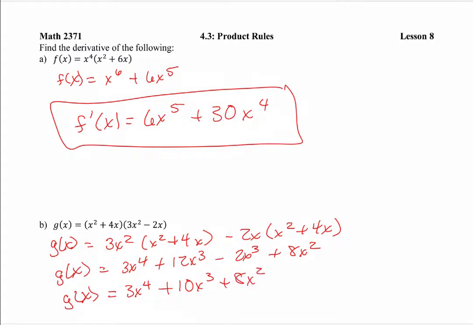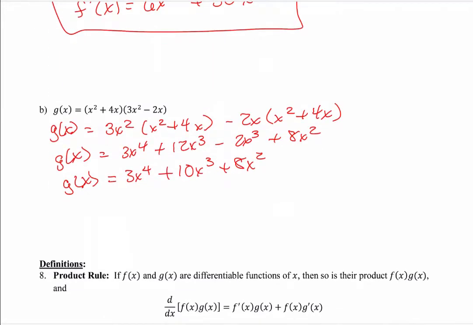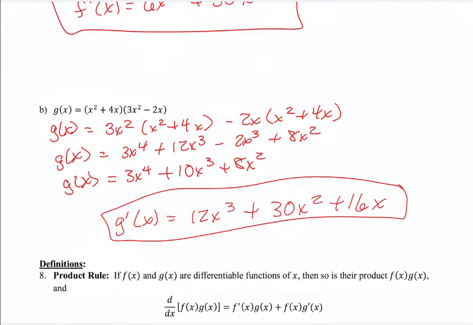And if I'm not really good at multiplying these things out, I have a higher chance of making a mistake. And now I have to take the derivative. So now I have to find that g prime of x equals 12x cubed plus 30x squared plus 16x. Okay, so it gets more complicated. And what if it were a trinomial times a binomial? Or 4 terms? Or 5 terms? So it starts to get more and more complicated.